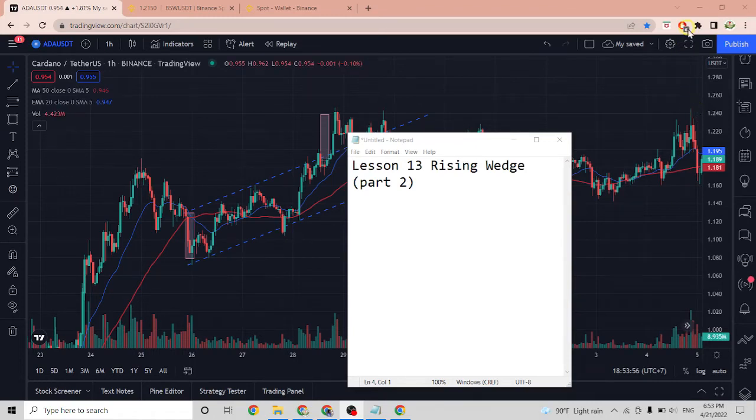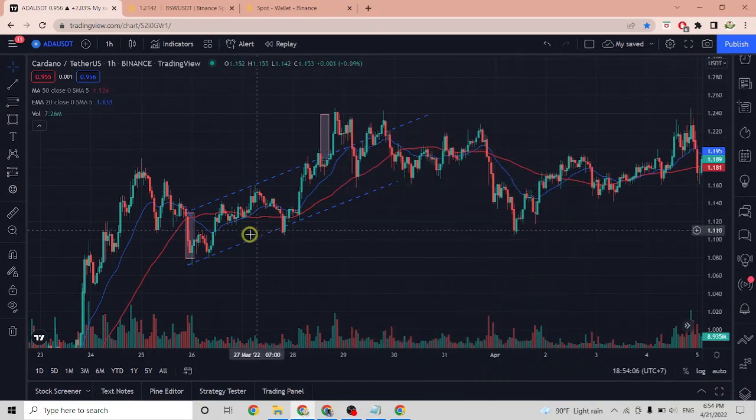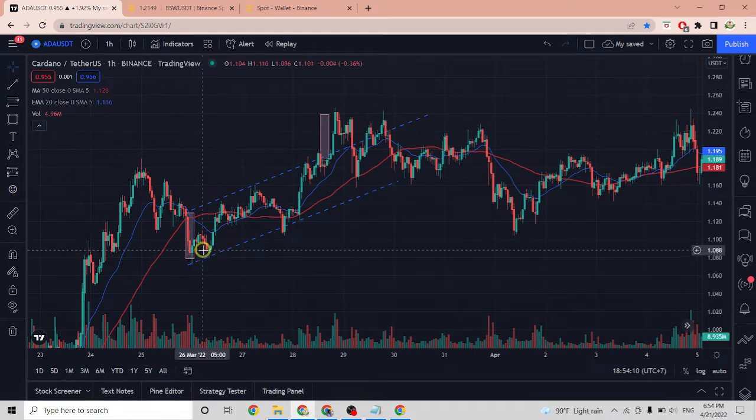Hello guys, today we are going to study lesson 13 part 2, which is about the rising wedge. The rising wedge happens on an uptrend line. This is the uptrend line.